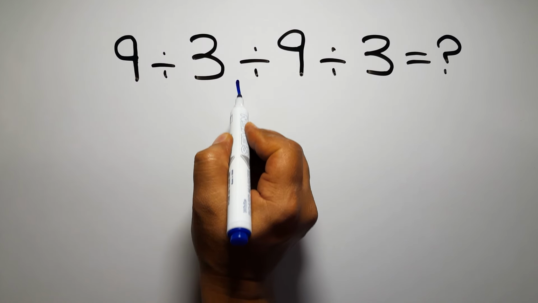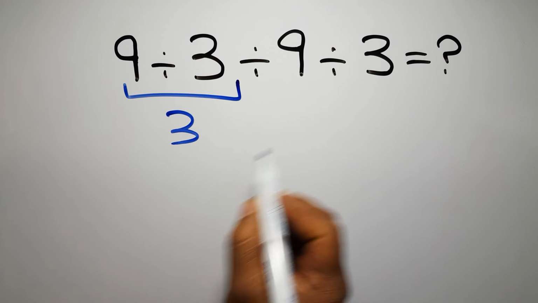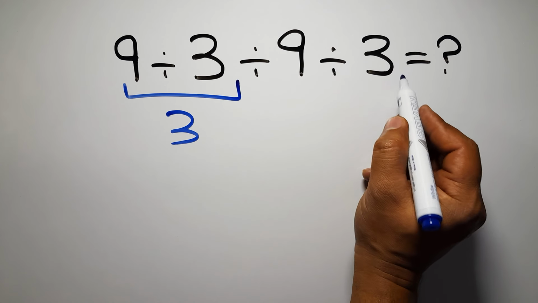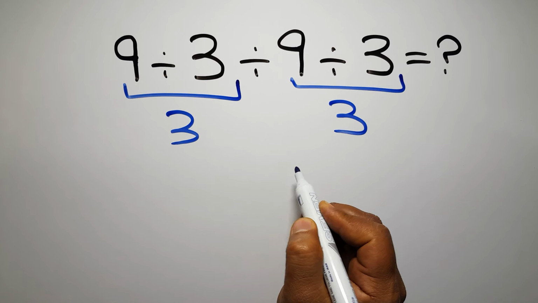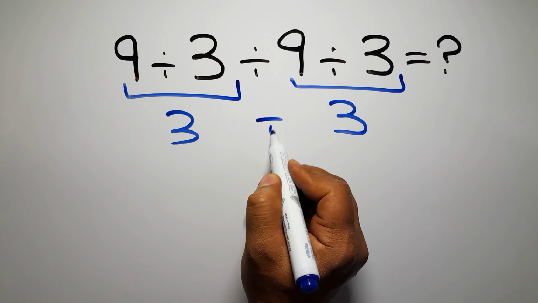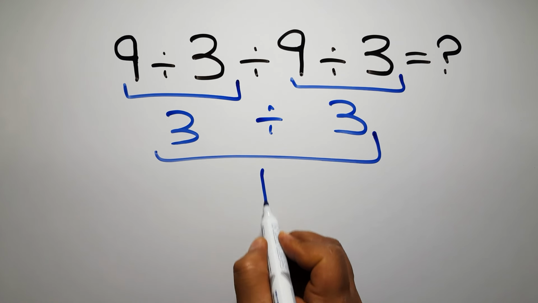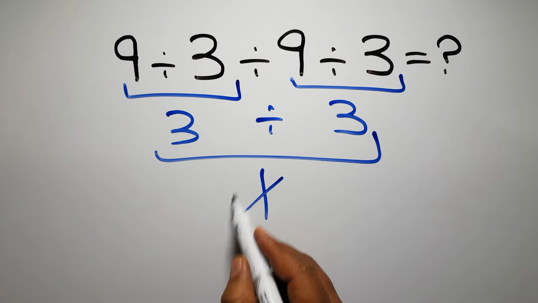9 divided by 3 gives us 3. And again here we have 9 divided by 3. Okay, so 3 divided by 3, which equals 1. But this answer is not correct.